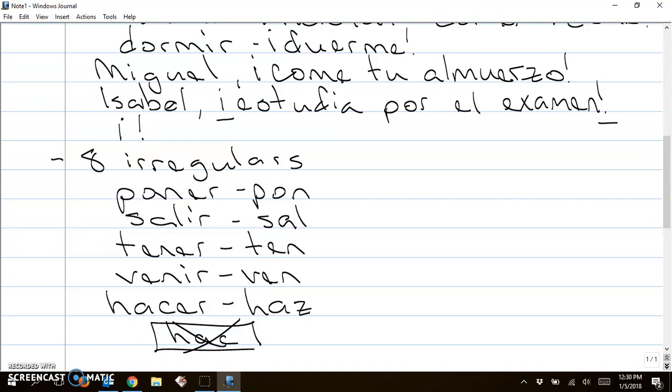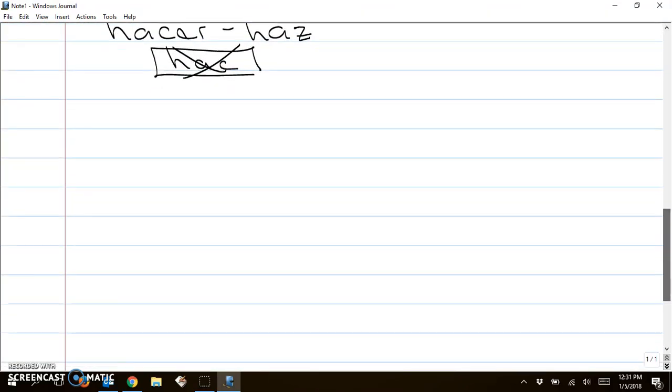That covers 5 of my irregulars. The other 3 are decir, di, ir, ve, ser, sé, with an accent. That covers the affirmative tú commands. Fairly simple and straightforward, but still a little bit of a strange process.